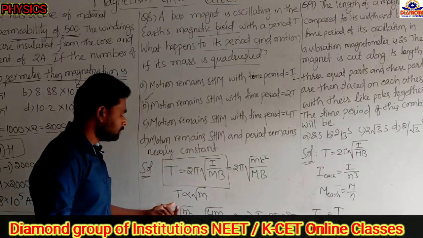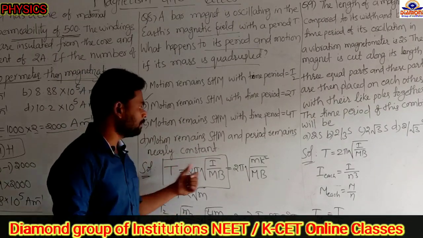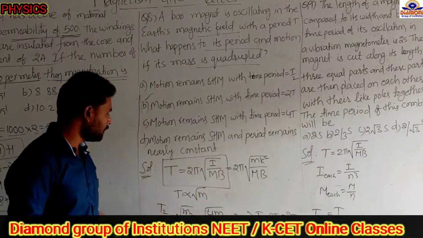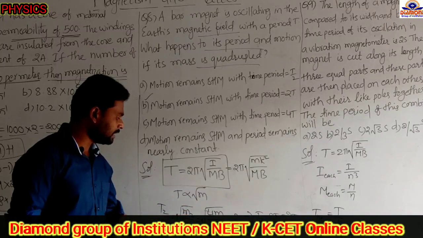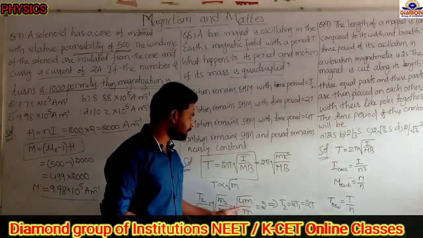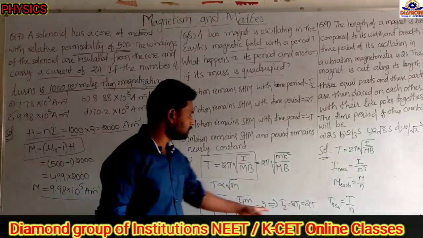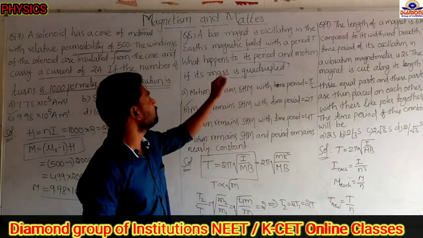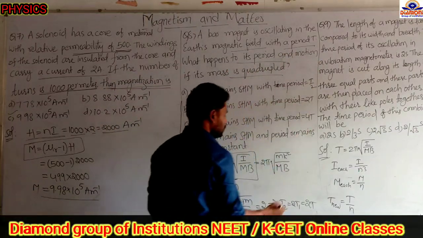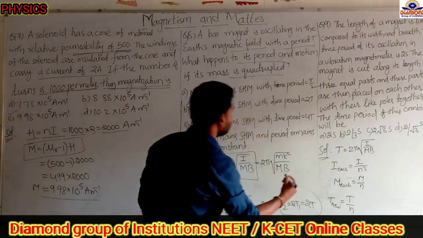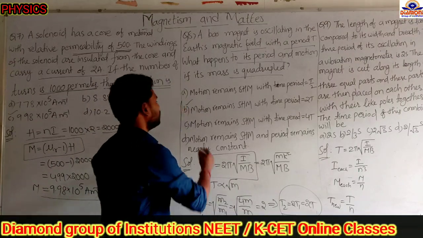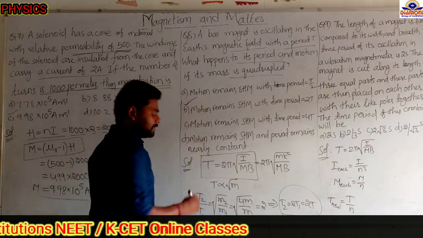Now we have to find the relationship between the time period and mass. The time period is directly proportional to the square root of m. So T2 by T1 equals the square root of m2 by m1. Initially m1 equals m, then m2 equals 4 times m. The m cancels, and the square root of 4 is 2. So T2 equals 2 T1. Initially the time period is T, so finally the time period becomes 2T. The motion is not changing, but the time period changes to 2T, double the initial time period. So B is the right option.